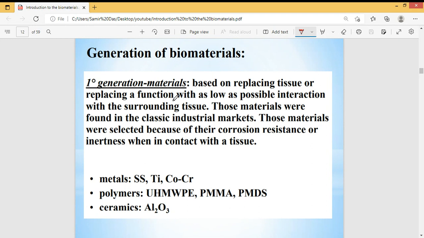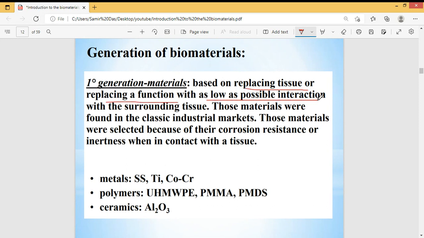First generation biomaterials are basically replacing tissue or function with as low an interaction as possible with the surrounding tissue. Those materials were found in the classic industrial market. They were selected because of high corrosion resistance, and they are used as supporting elements for fractured bones.